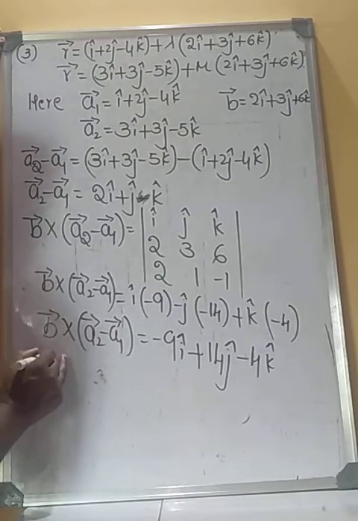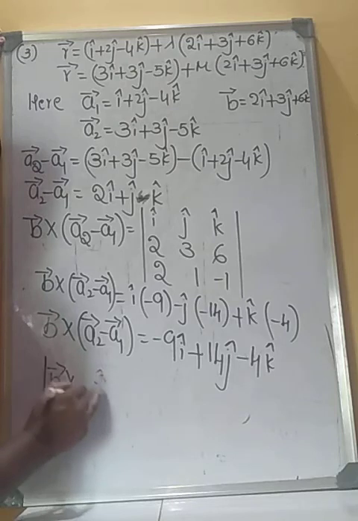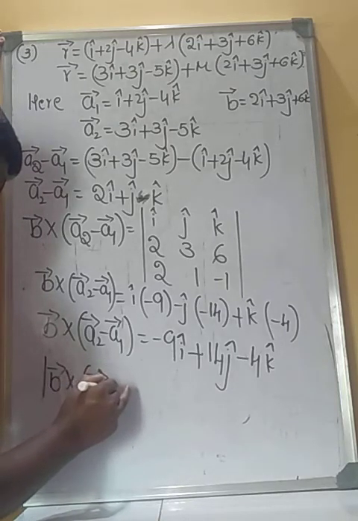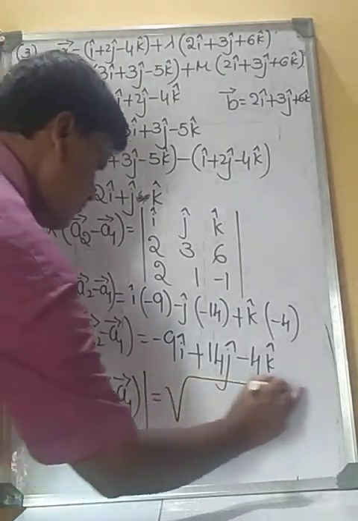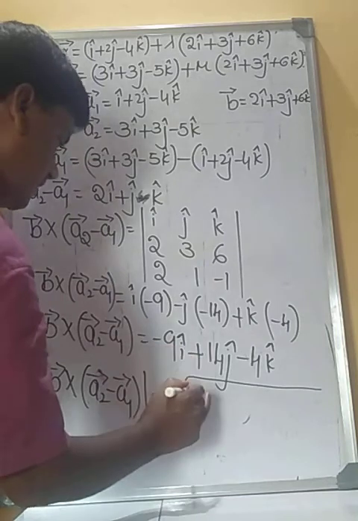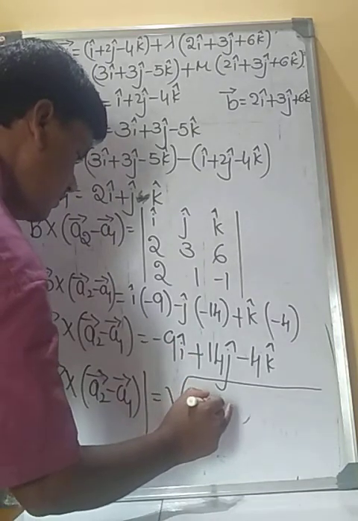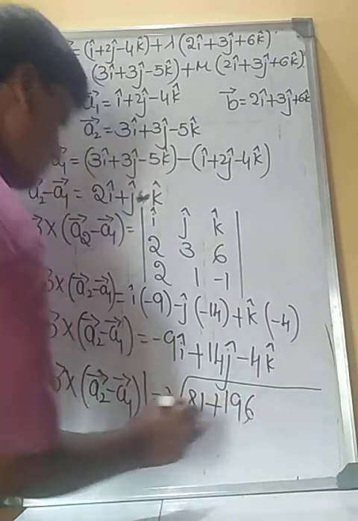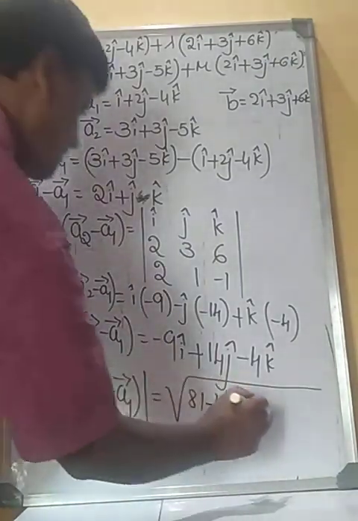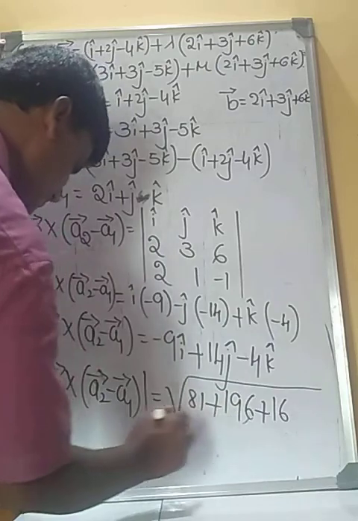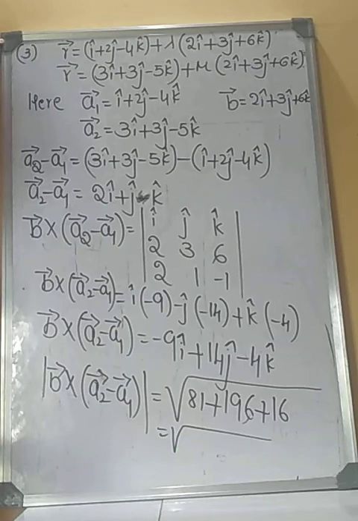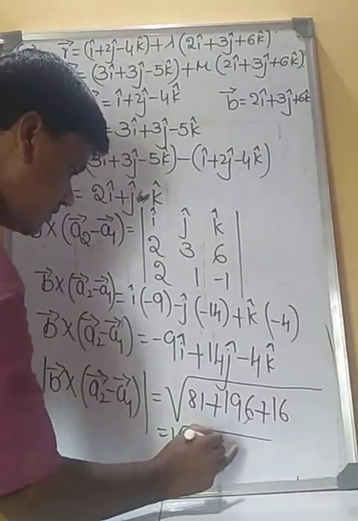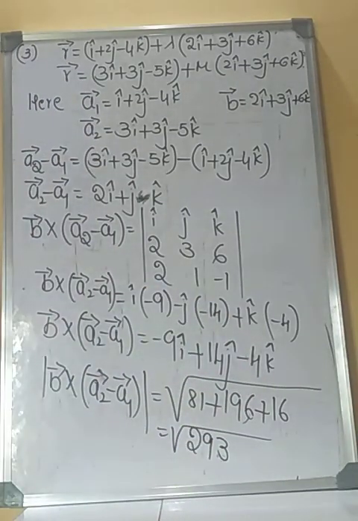So the magnitude of vector b cross (a2 minus a1) is equal to the square root of (minus 9) squared, 81, plus 14 squared, 196, plus (minus 4) squared, 16. That is 81 plus 196 plus 16, which is 293.